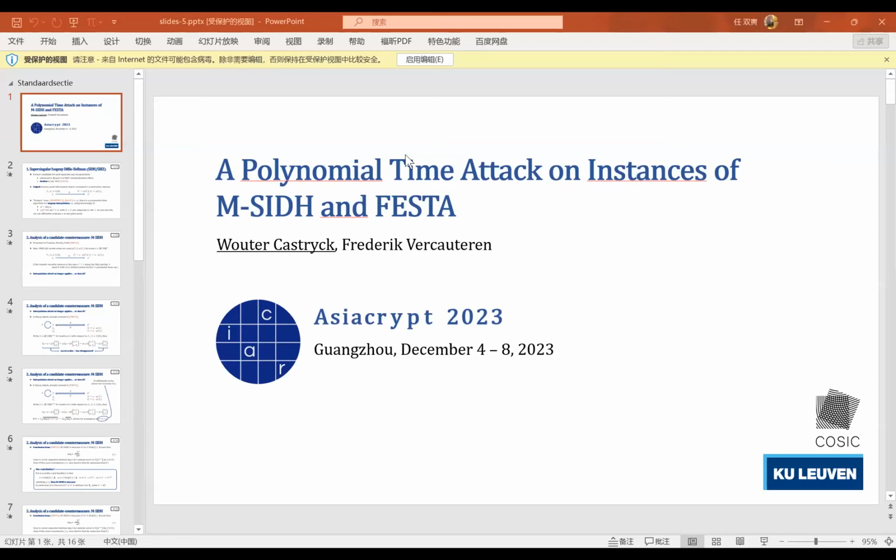Now let's go to FESTA. You can try to apply the same idea to FESTA, and you already see that it doesn't work nicely, but there's still something to say. FESTA, as Olivia just explained, is based on a variation of this M-SIDH idea. Instead of scaling the images of P1 and P2 by the same common scalar, you multiply P1 and P2 with a matrix. If you use a diagonal matrix, you are exactly seeing what they explained. This is the M-side case, but in general, you could take a more general matrix.